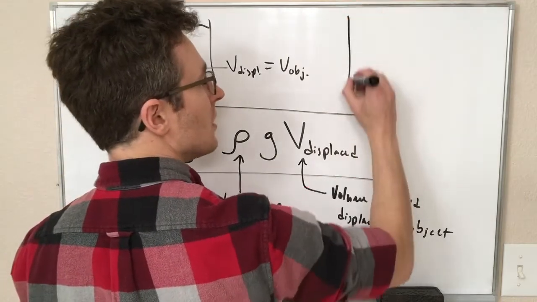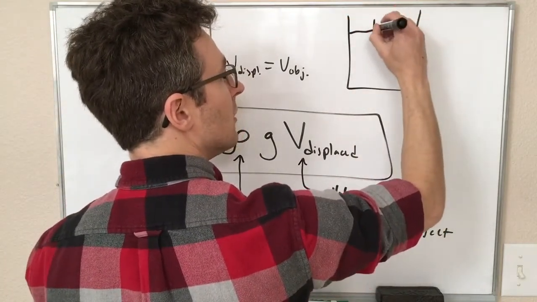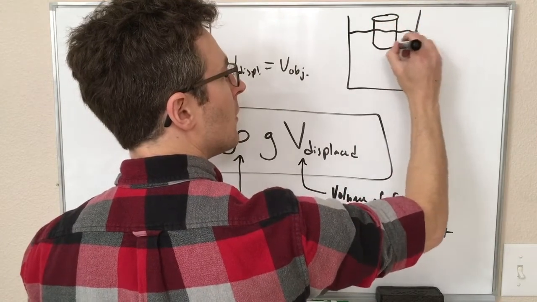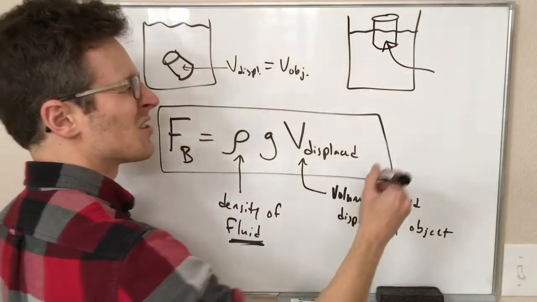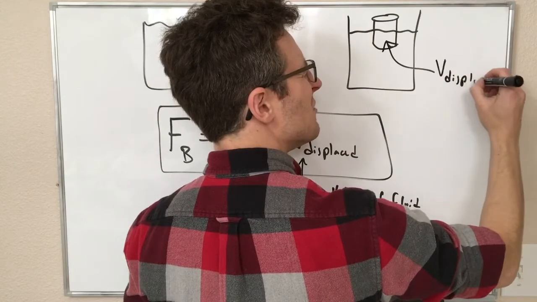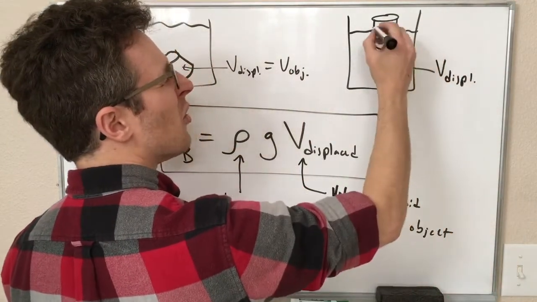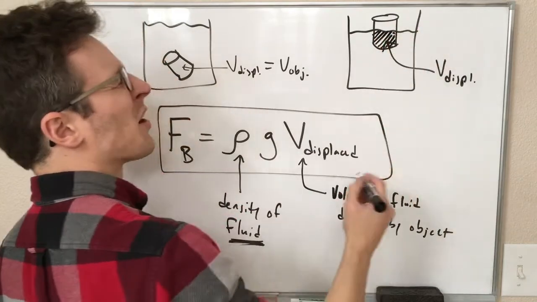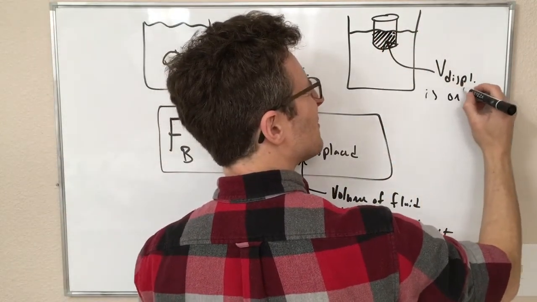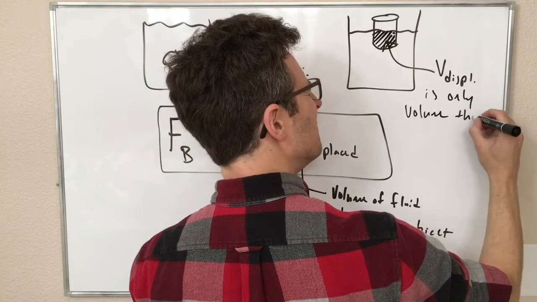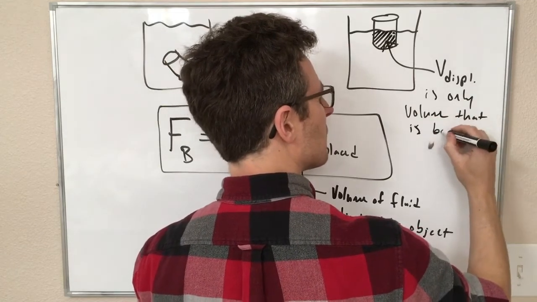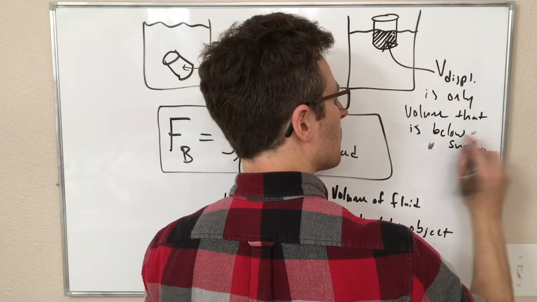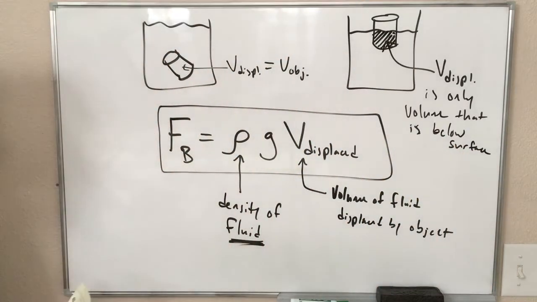That is not the case if we have an object that is only partly immersed in the fluid. So here, for this object, it still feels a buoyant force because it still is touching the fluid, but this V displaced is only equal to the volume of the object that is under water, or I'll say that is below the surface. So the volume that I've shaded there is the volume displaced that we would use.